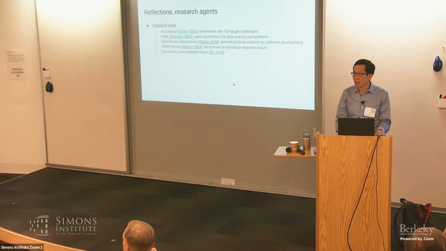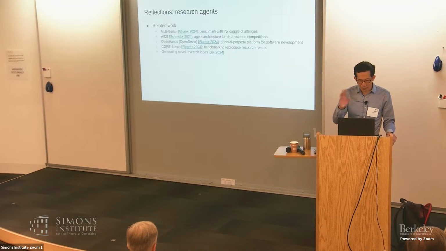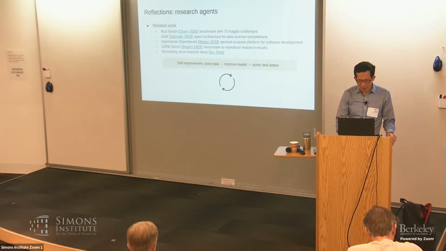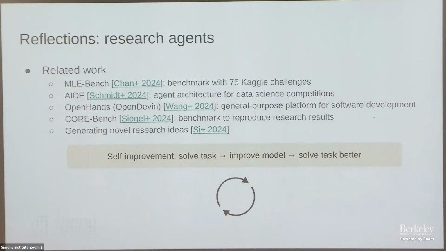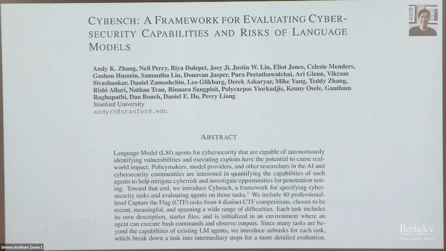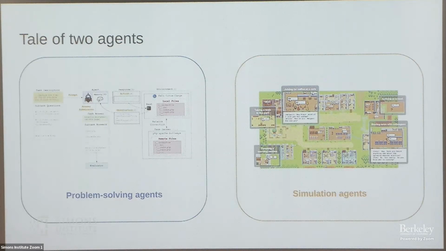Okay, let me move on. There's a ton of actually exciting work in this area of research agents. One thing I think is really cool about it is it's not just an arbitrary task, because if you can solve this task better, then you improve the model, and that allows you to solve the task even better, hopefully. I'm going to skip this other project that we have, building agents to do cybersecurity challenges, but it's modeled after the same ideas.